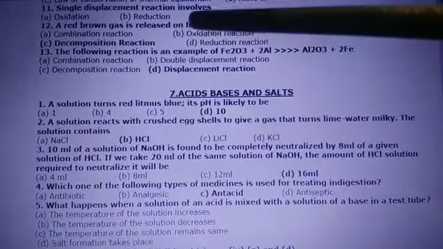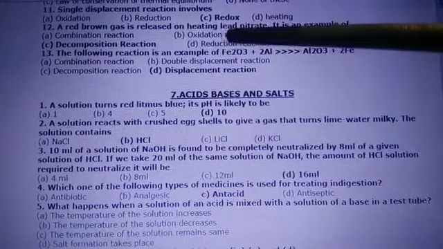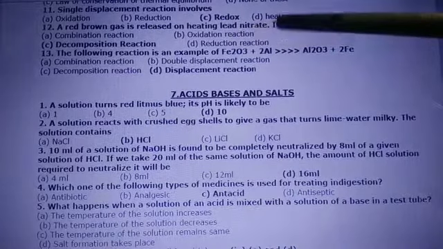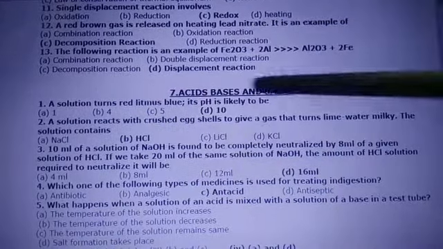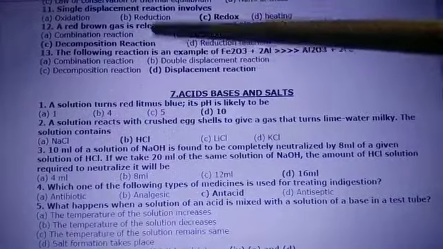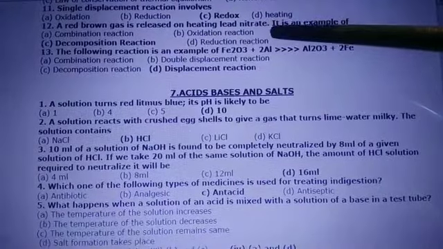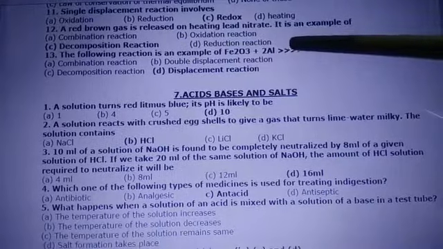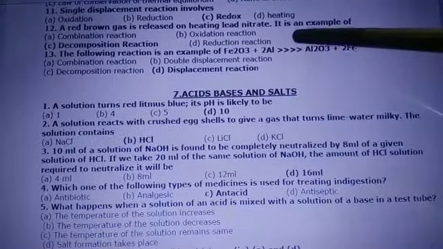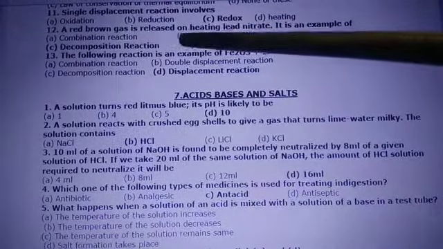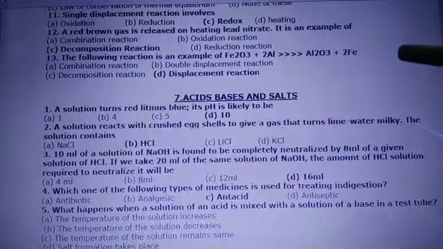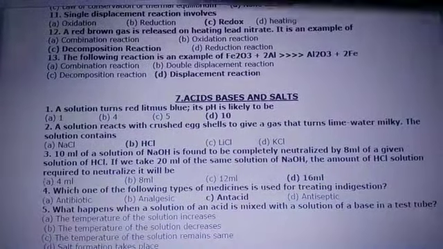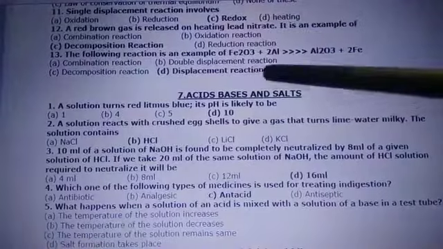Redox. 12th. A red-brown gas is released on heating lead nitrate. It is an example of A. Combination reaction. B. Oxidation reaction. C. Decomposition reaction. D. Reduction reaction. The correct answer is C. Decomposition reaction.